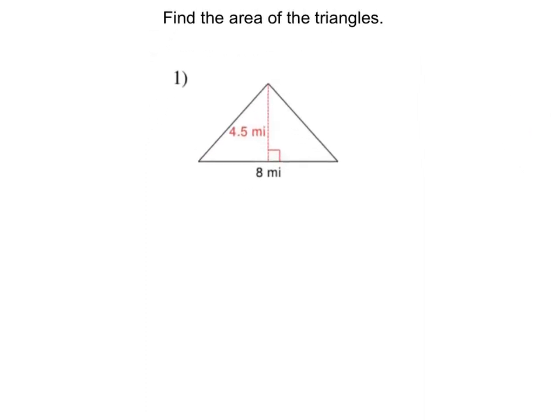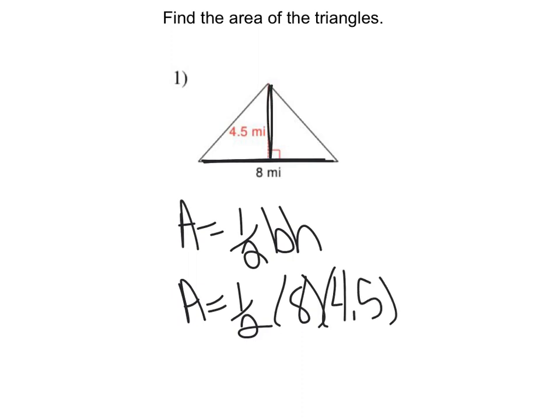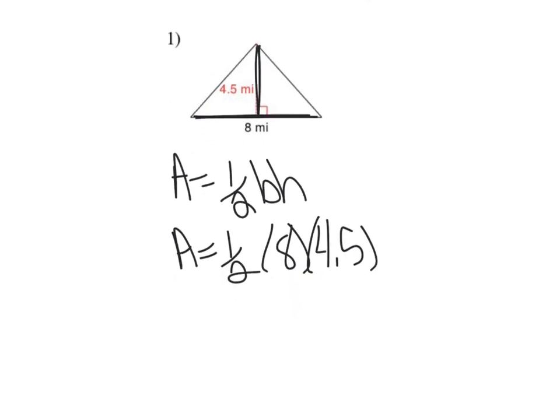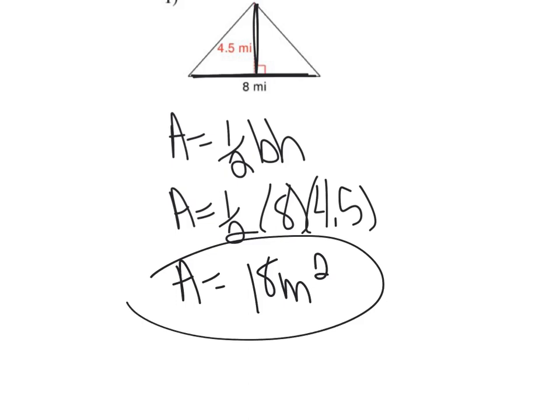So if we look at this first one, we always start with our formula, 1/2 base times the height. Our base is that whole bottom side, which is 8, and the height is perpendicular to it, which is 4.5. And you're just going to be doing some calculator work with this, and we should get that the area, if you have 1/2 times 8 times 4.5, should be 18 miles squared. Since it's area, our label is always units squared.